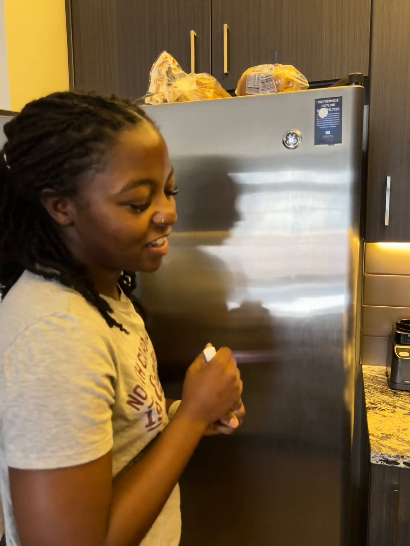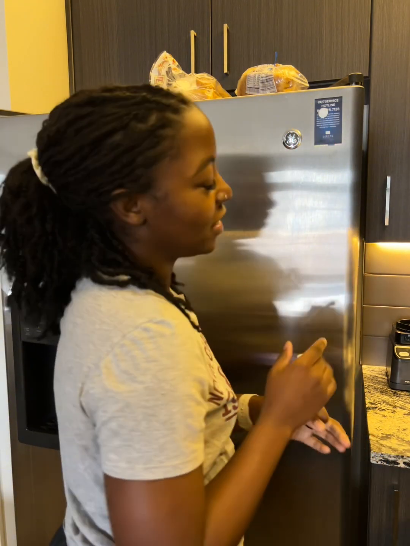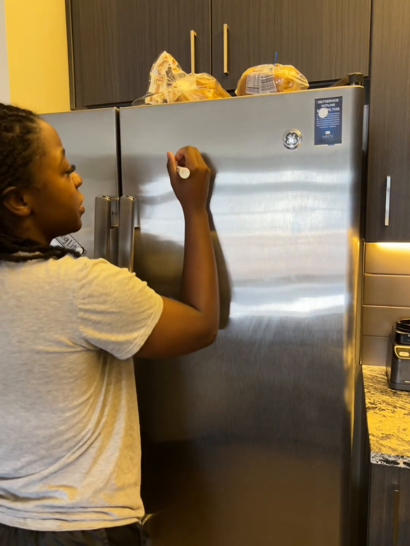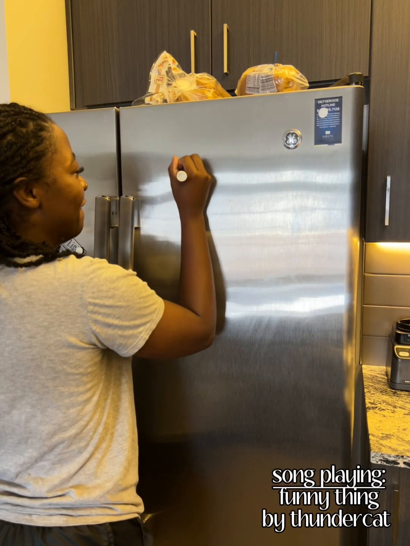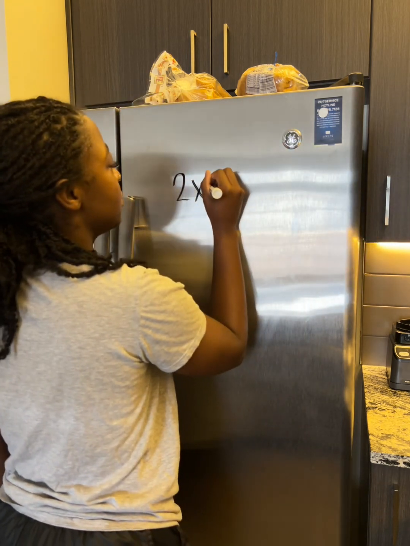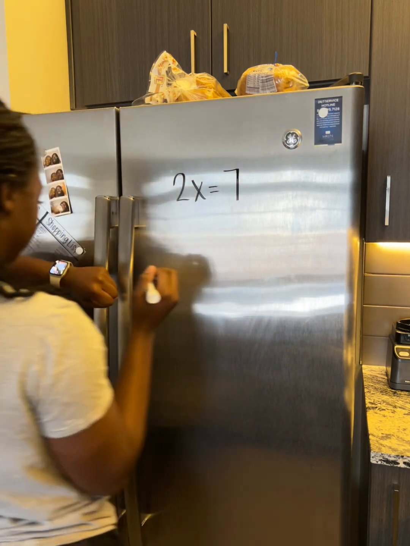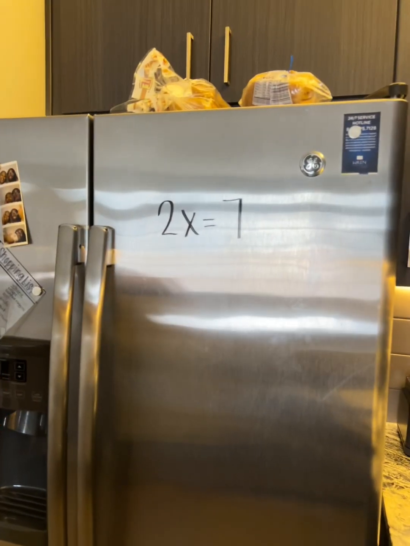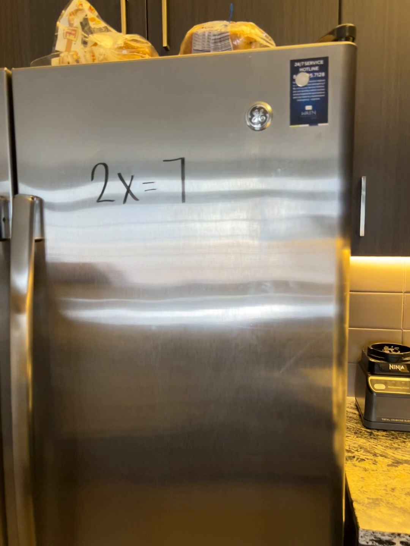I'm gonna try and edit like a little thing right there. I don't know if it's gonna work, but. So we'll start off with a multiplication equation first. Okay, 2x equals 7. Let me get y'all right, hold on. 2x equals 7, all right, bam.